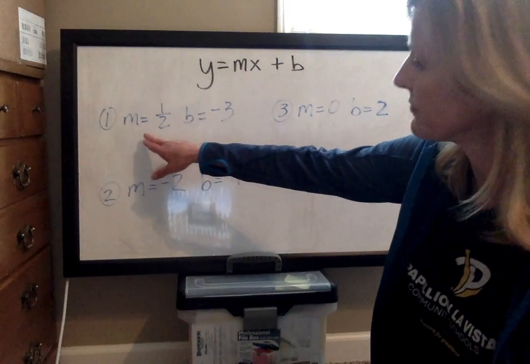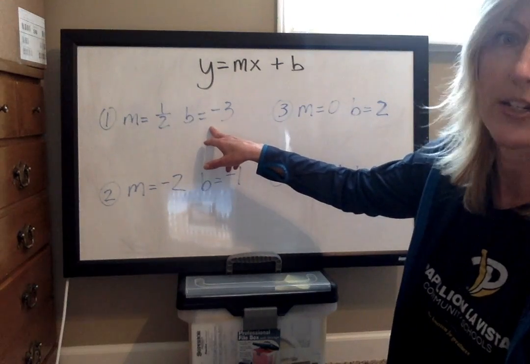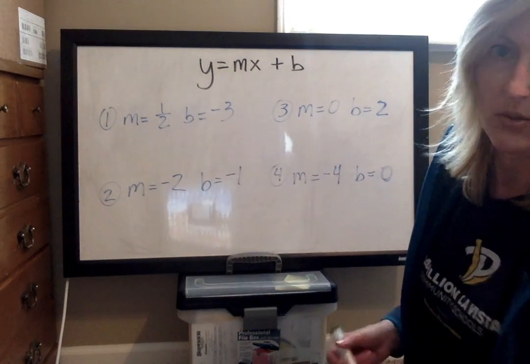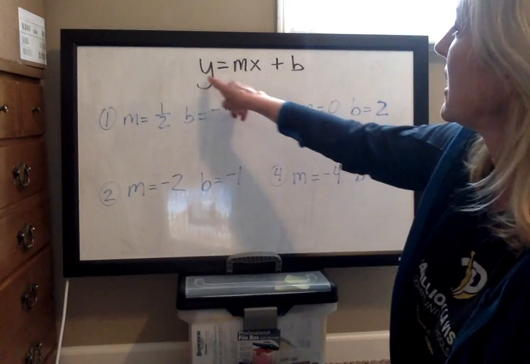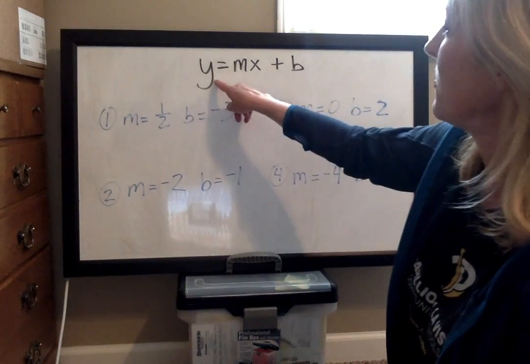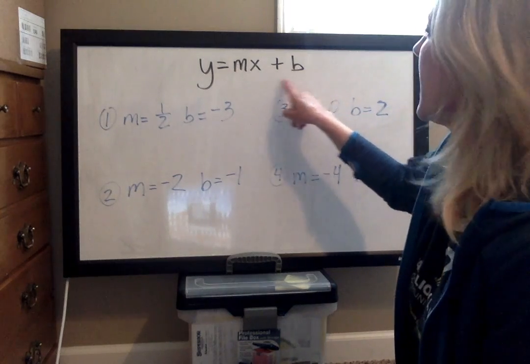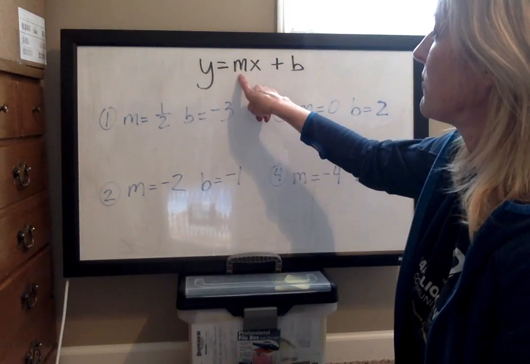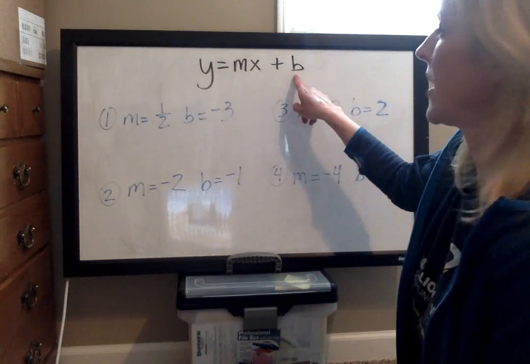And number 1, it gives you the slope of 1/2, and it gives you the y-intercept of -3. Hopefully you can see this okay. My blue marker's kind of running out on me. Okay, so here is the slope-intercept form equation, like the outline of it. And what we're going to do is plug in the number for m and the number for b. So slope and y-intercept.